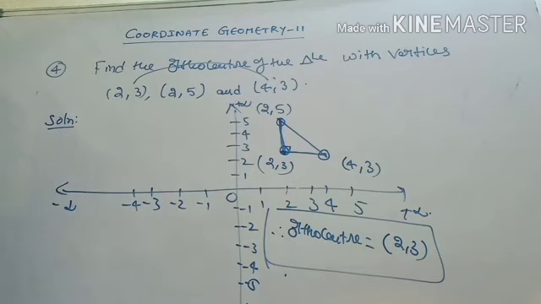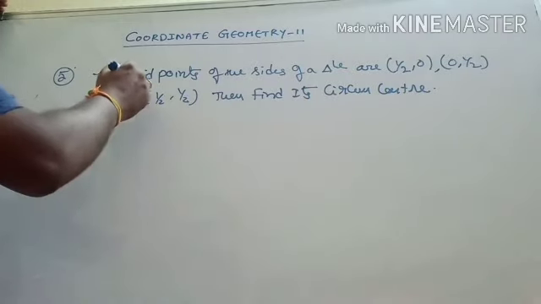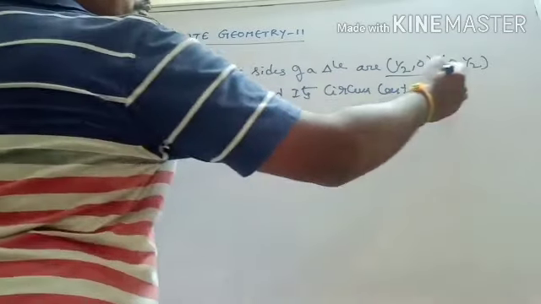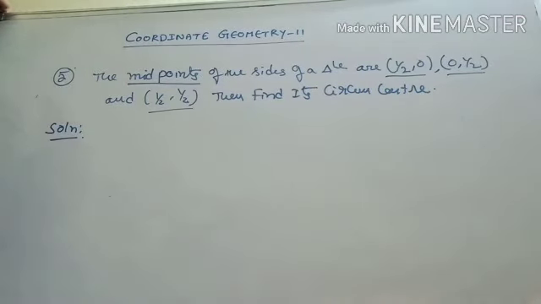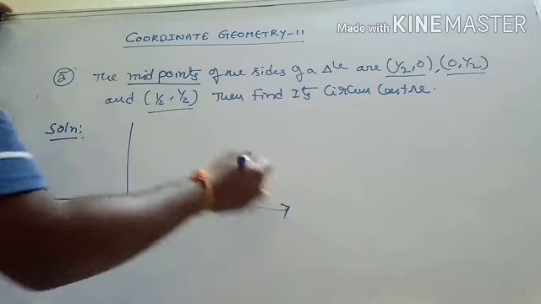Dear students, now we have an interesting problem, the fifth one. They have given the midpoints of the sides of a triangle. These are the midpoints, right? Then find its circumcenter. You need to find its circumcenter. Let us first trace this. Okay, they have given the midpoints.